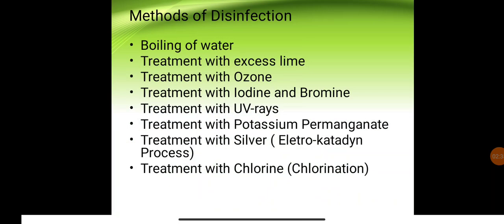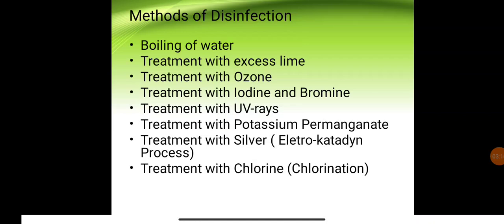Then let me discuss the methods of disinfection. One is the boiling of water. These are the different methods to disinfect the water: boiling of water, treatment with excess lime, treatment with ozone, treatment with iodine and bromine, treatment with UV rays, treatment with potassium permanganate, and treatment with silver, which is also called the electrocatadine process, and treatment with chlorine, which we call chlorination. So these are the methods of disinfection.